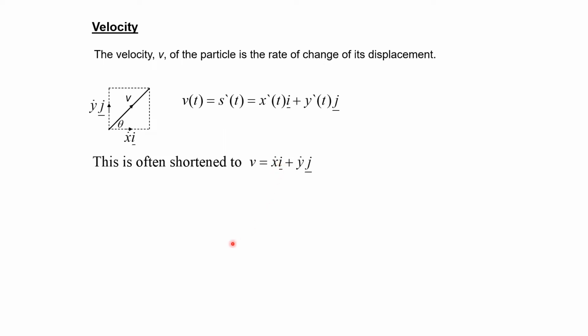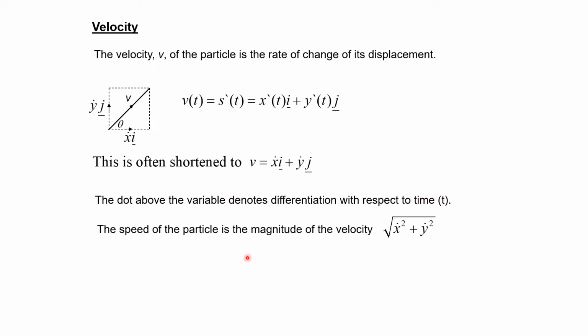x dot here represents a variable that denotes differentiation with respect to time. Okay, and next, the speed of a particle is the magnitude of the velocity. So when you need to find magnitude, it is understood as the square root of x squared plus y squared. In this case, the x is actually the x prime, and the y is also the y prime. That's how you actually find magnitude.